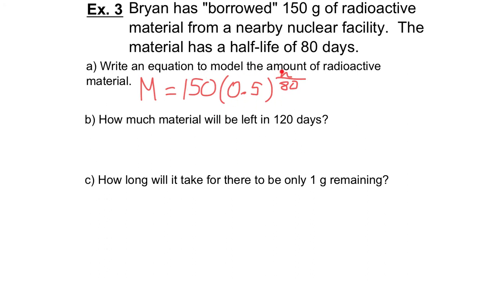If it's only been 1 day, you're not going to get the full 50% decay. It's going to be less than that, okay? So that's why there's a fraction in here. And the bottom of the fraction, if you're dealing with a half-life, is just the half-life itself. So we've got an equation. Initial value, decay rate, and our independent variable. How much material will be left in 120 days? Easy. n is 120. Plug it into your equation. Use your calculator. And you get your answer.